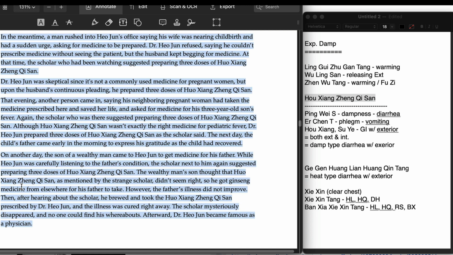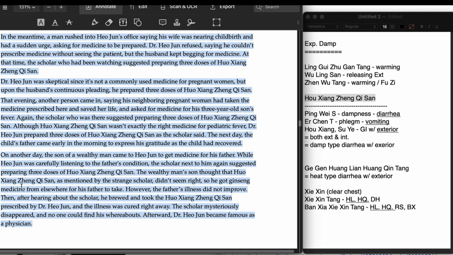On another day, the son of a wealthy man came to Heo Jun to get medicine for his father. While Heo Jun was carefully listening to the father's condition, the scholar next to him again suggested preparing 3 doses of Huo Xiong Zheng San. The wealthy man's son thought that Huo Xiong Zheng San, as mentioned by the strange scholar, didn't seem right, so he got ginseng medicine from elsewhere for his father to take.